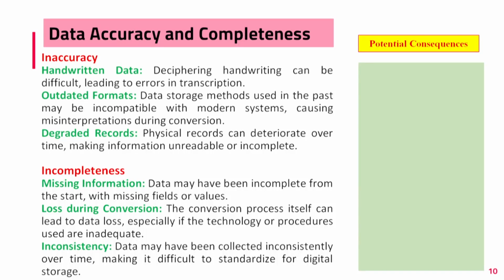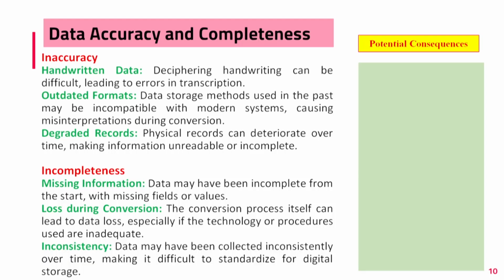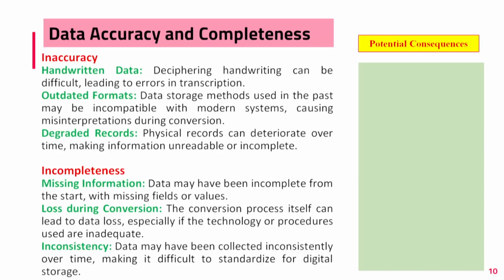And again, situations are available like incompleteness. There are many situations where we will be getting data in an incomplete manner. Situations like missing information, or when we convert we can lose some letters or data, or there are situations where we will not have consistency, which we call inconsistency. So these are the major three portions where we will have some trouble with the incompleteness of data: missing information, loss during conversion, inconsistency. Data may have been incomplete from the start with missing fields or values.